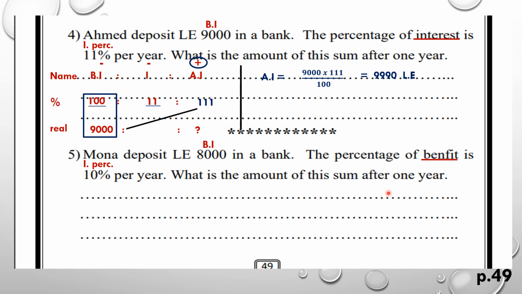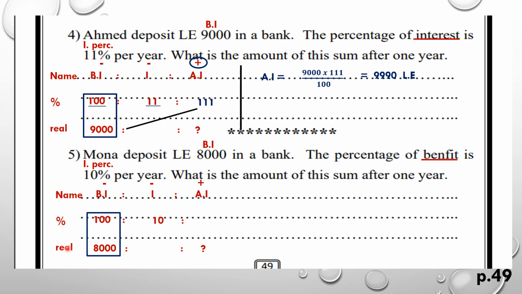So to know the amount of the sum after interest, we are going to use our form: name, percentage, real, before interest, interest, after interest, minus, minus, plus. This space will be filled with 100. 8,000 should be put under before interest. 10% should be put under interest percentage. Now our question mark should be put under after interest.